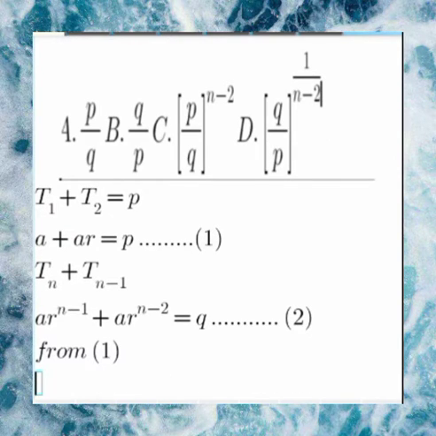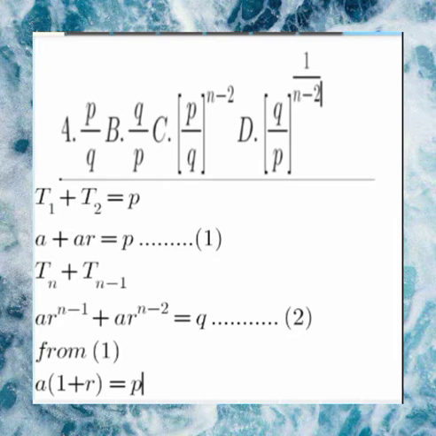Now from equation 1, you'll find out that on the left hand side, A is common to both of them, so I can factor out A to have A into 1 plus R. So we have A into 1 plus R equals P. So we can move on to equation 2 and factorize. From equation 2, you realize that AR raised to power n minus 1 is common to both terms.